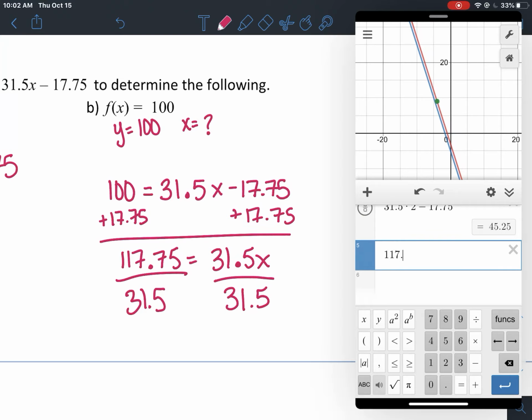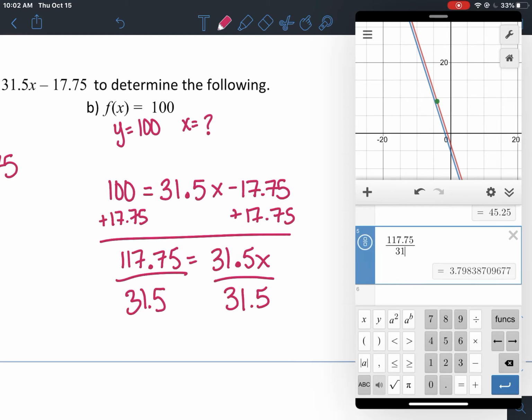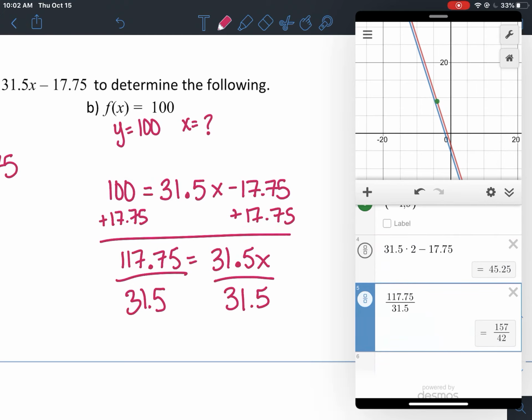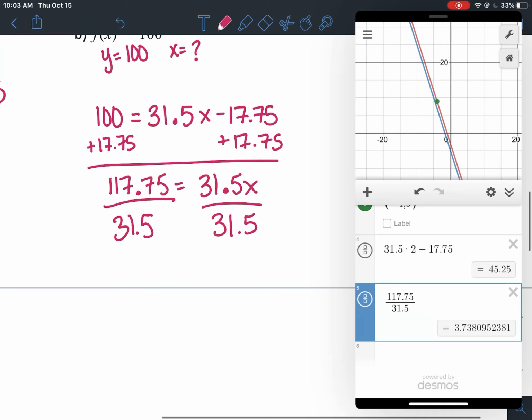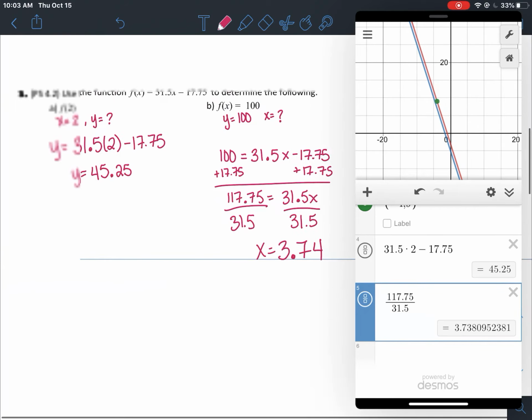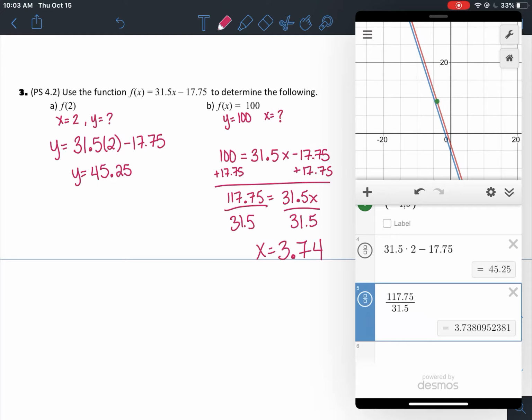Definitely can't do that in my head. Divided by 31.5. Let's see if we can change that into a fraction, because both of them are pretty terrible looking. Okay, let's just write it as a decimal. X equals 3.74. That's pretty good. All right, and that's the formative.